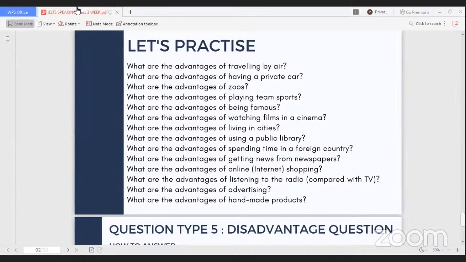Next. Okay, next is, what are the advantages of using a public library? Hmm. Have you ever gone to a public library? Yeah, when I was in elementary school.